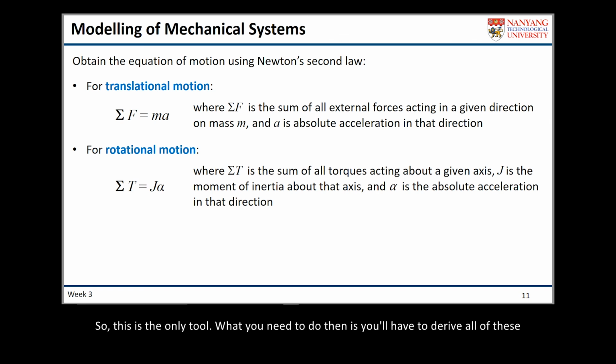So this is the only tool. What you need to do then is derive all of the forces from the spring and damper elements, and then consider the forces on the mass. After that, you use Newton's second law to derive the model. In the next slides, I will give an illustration on how to derive the mathematical model of a mechanical system using all of the properties that we have already discussed.